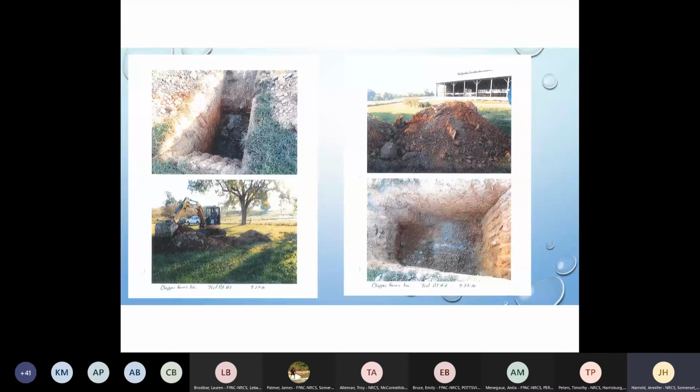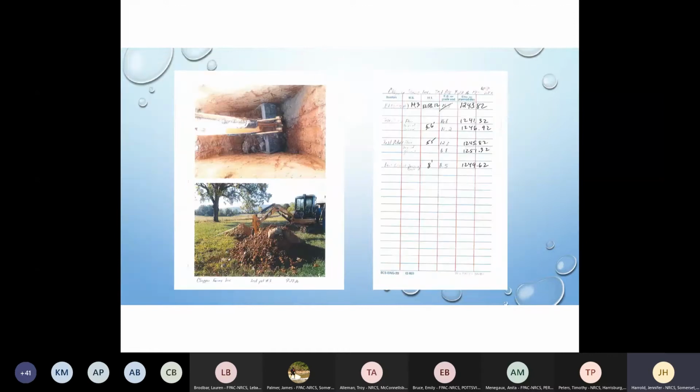And they took really good pictures of the holes as they were digging. So this was just an excellent example of a test pit log. And they even surveyed them in, and I tied that into my design.